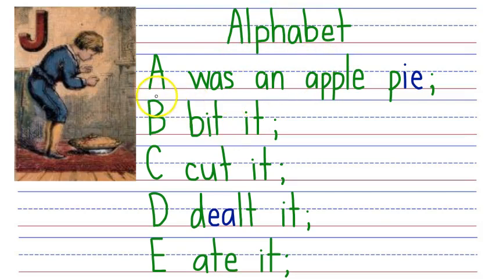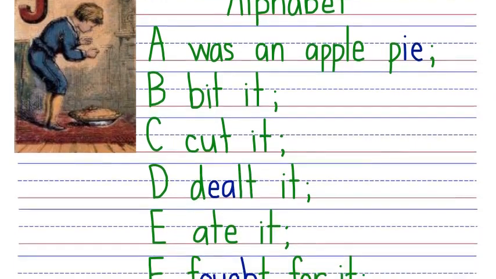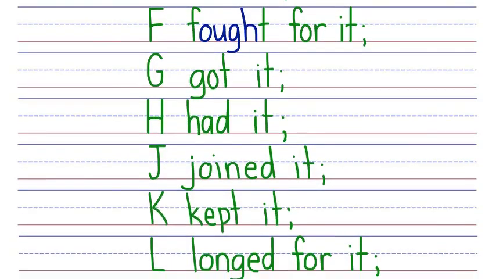Alphabet. A was an apple pie. B bit it. C cut it. D dealt it. E ate it. We haven't seen the ed phonogram yet, have we? F fought for it. G got it. H had it. J joined it. You see that?